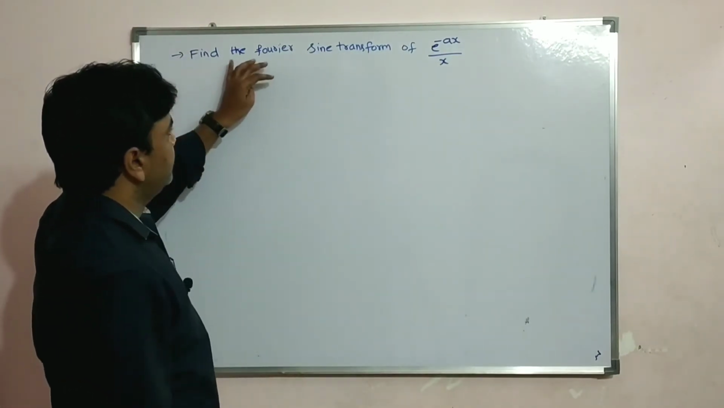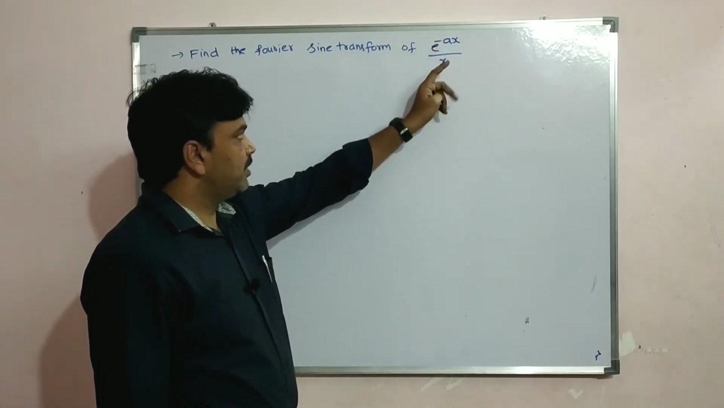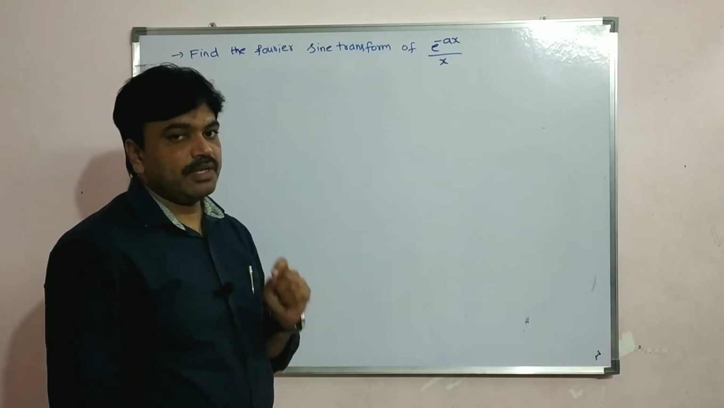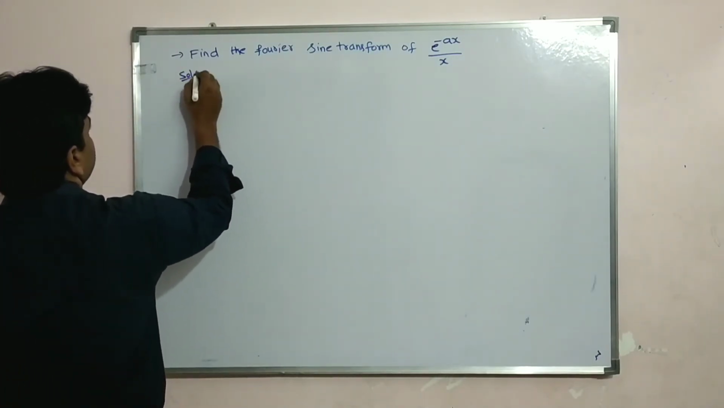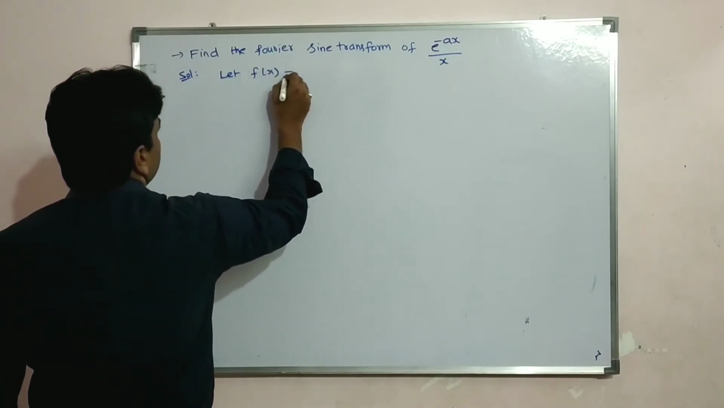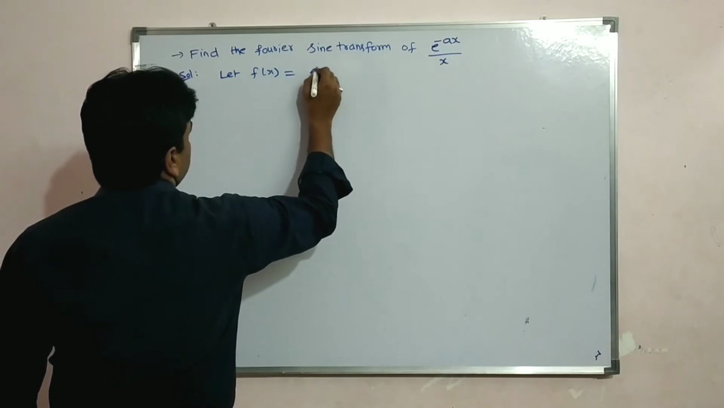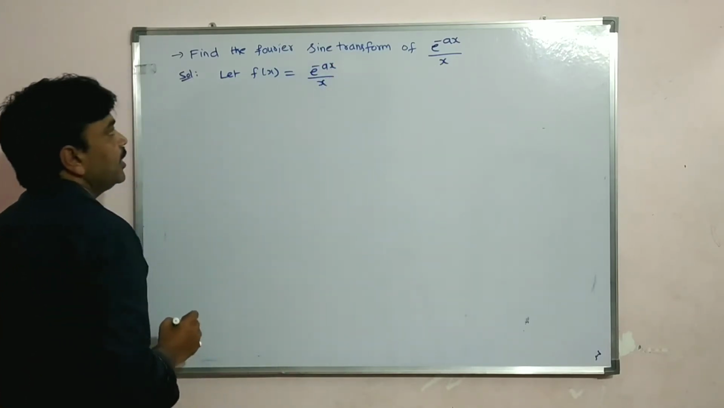Find the Fourier Sine Transform of e power minus ax by x. Solution: let f of x equal e power minus ax by x.